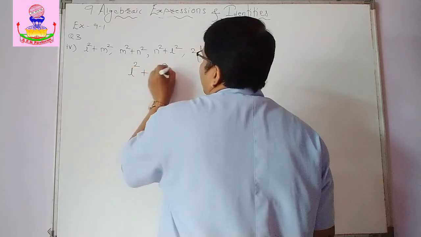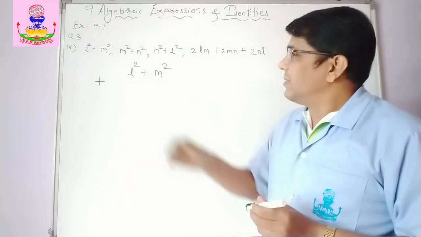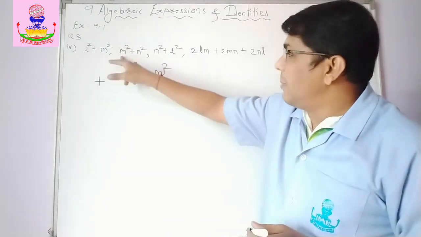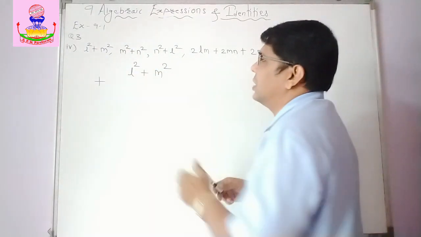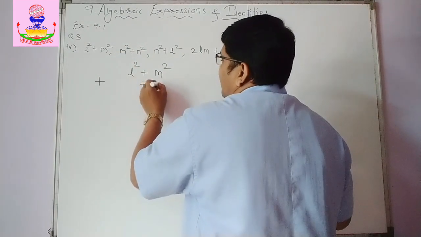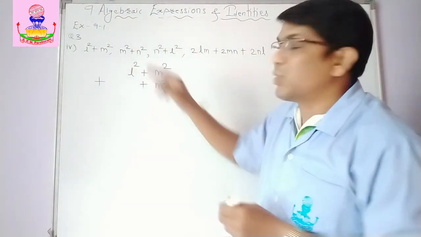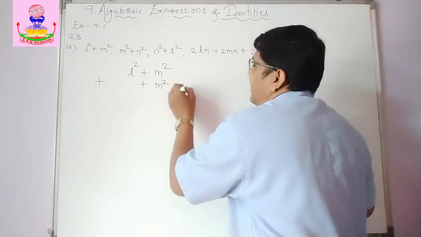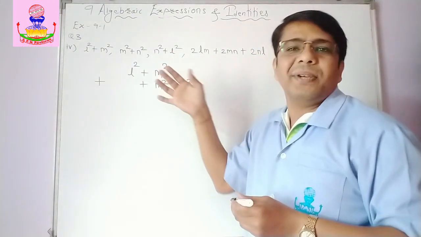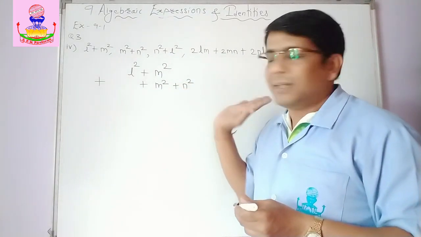L square plus m square. What we are doing? Addition. So next term is m square plus n square. So m square, where should I place it? Below m square. What sign does it have? Plus. So it has to be plus m square. And what is it? Plus n square. So plus n square. Look, n square is not there in this term, so it will go further. Do you get it? It will go further.